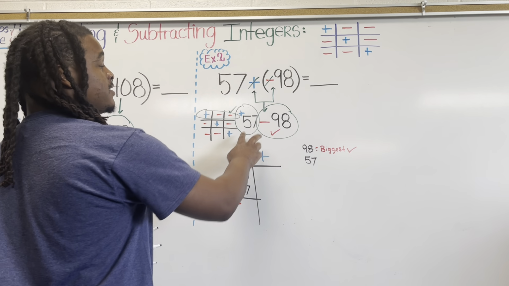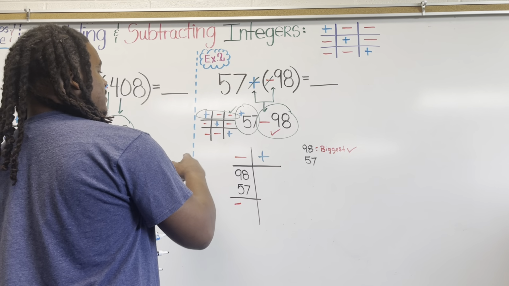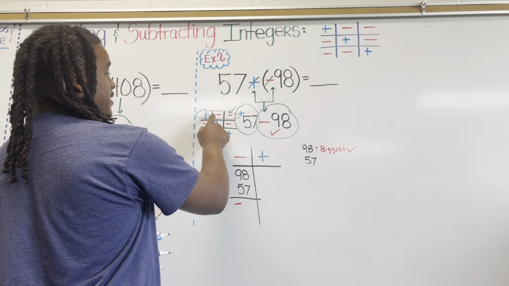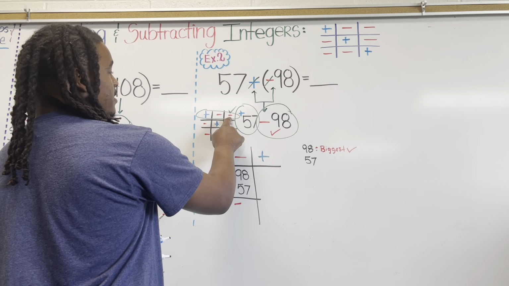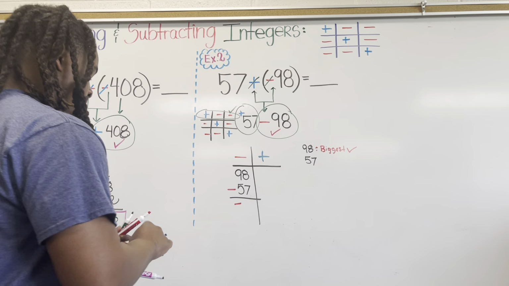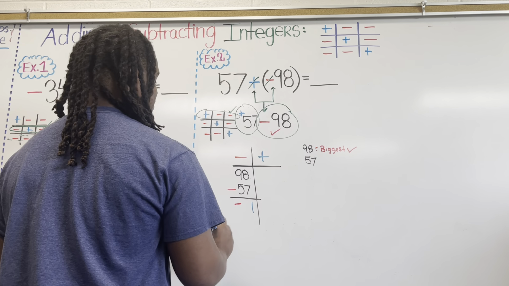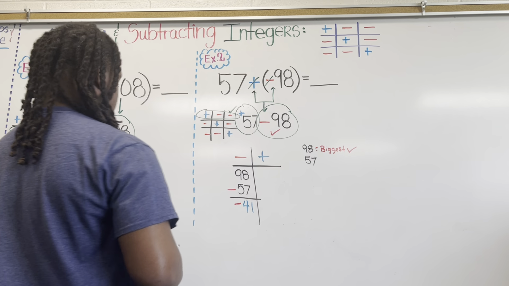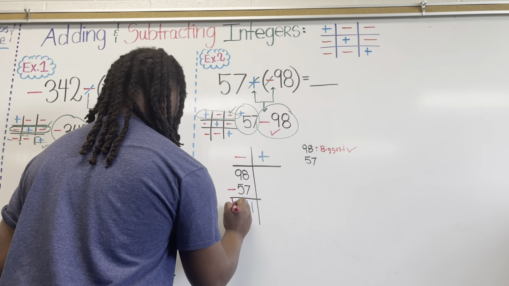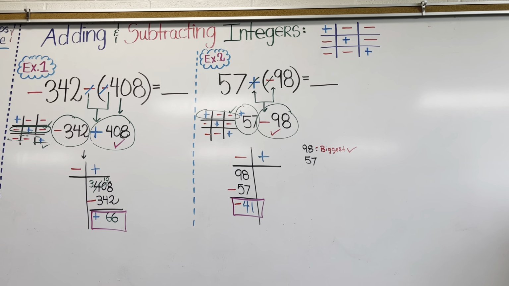Now remember, guys, if these two integers have opposite signs, we subtract. Or you can look at it like this: a positive and a negative, for us a tic-tac-toe, equals a negative, meaning that we have to subtract. So now let's subtract these two numbers. I got 8 minus 7, which is 1. And I got 9 minus 5, which is 4. So in this particular case, guys, our answer would be a negative 41. Once again, this is example 1 and 2 of how to add and subtract integers.